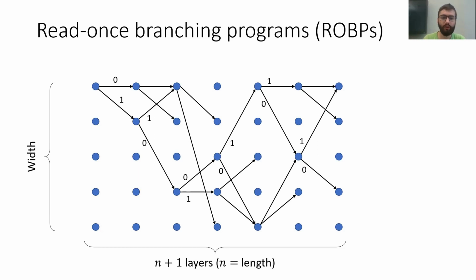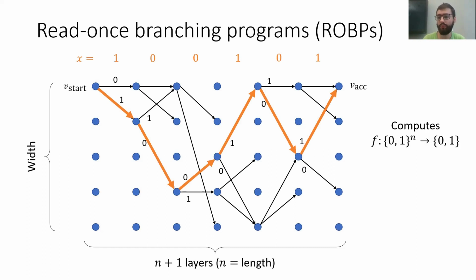A program like this can process an input string by starting at a designated start vertex in layer 0, and then reading the input string from left to right one bit at a time and arriving at some vertex in the final layer. The program either accepts or rejects depending on whether it arrives at a designated accept vertex in that final layer, and in this way the program computes some Boolean function f on n bits.